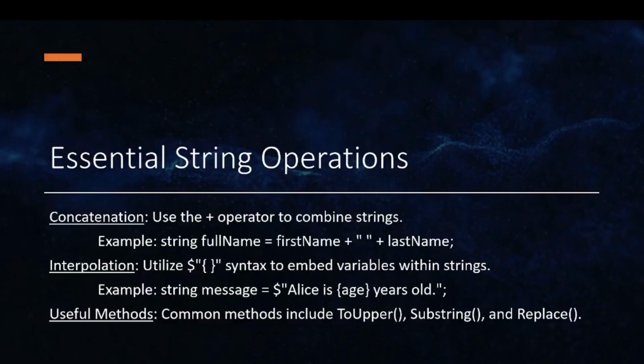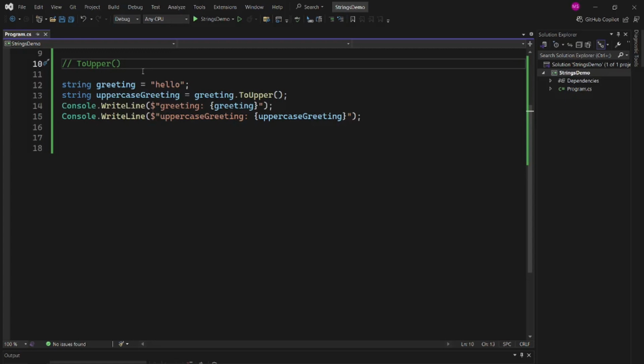C Sharp also provides many useful string methods to help with text operations. Let's look at a few of them. The first method is ToUpper. This method converts a string to uppercase. For example, here I have created two strings, one string called greeting. This is in lowercase and the other string is uppercase greeting. So here I am using this ToUpper method to convert this string greeting to uppercase.